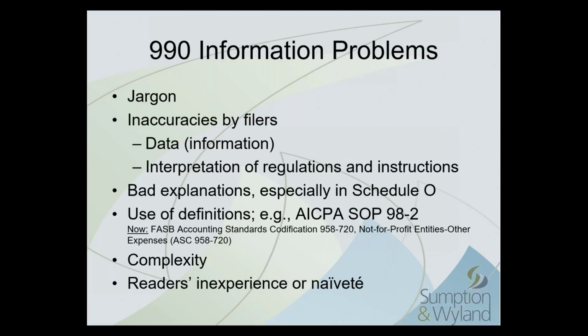There are bad explanations that are written, particularly in Schedule O. Just because you have a blank page doesn't mean that you should put in bad information or stuff that doesn't make sense. Sometimes, however, that happens because the organization will let the accountant or the auditor fill out the 990, including all of that text, and the auditor or accountant doesn't know your organization the way you know it, and they're writing from a perspective of compliance rather than a perspective of public information.